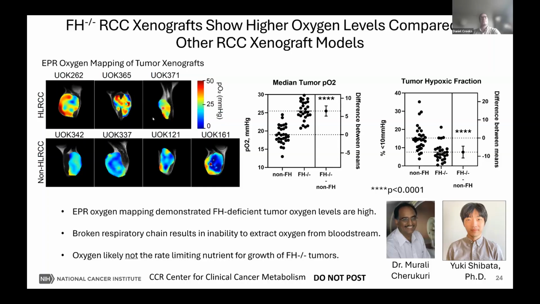And we compare to non-FH deficient tumor types. On average, we see a higher median PO2, a significantly higher tumor oxygen concentration. And when we look for hypoxic fractions, that's regions of the tumor that are below 10 millimeters of mercury, we see fewer hypoxic fractions in the FH deficient tumors. So I think this poses an interesting question. Maybe oxygen really isn't the rate limiting nutrient for growth of this tumor type, and maybe we can exploit that therapeutically, which I don't have time to discuss today.